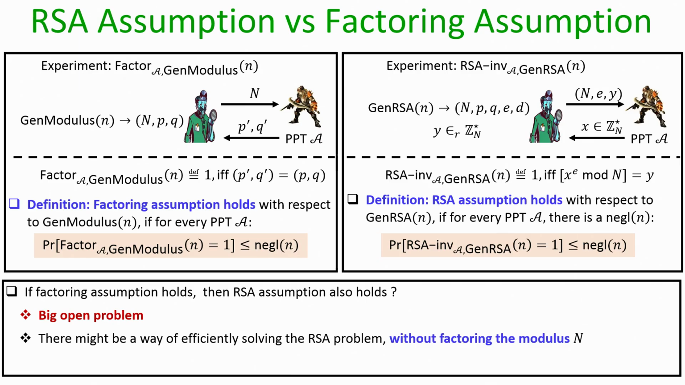There might be other ways to solve the RSA problem in polynomial time without actually factorizing your modulus. And in that sense, making the RSA assumption is a much stronger assumption compared to making the factoring assumption, because difficulty-wise the factoring problem looks like a more challenging problem than solving the RSA problem.